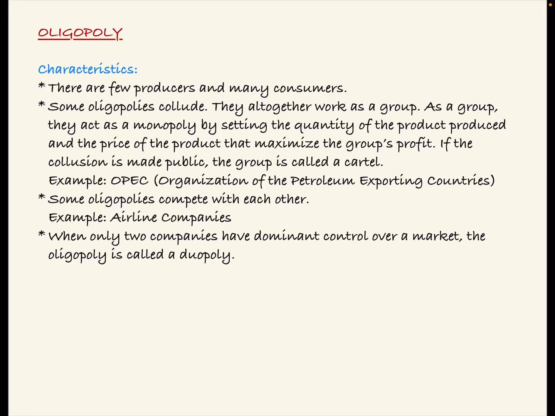So today we're going to talk about oligopolies. There are a couple characteristics that identify an oligopoly. The main characteristic is that there are few producers and many consumers.